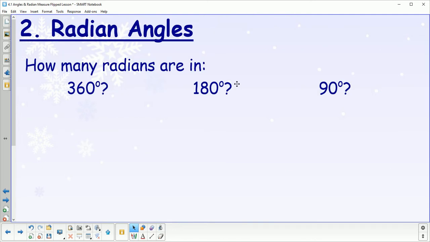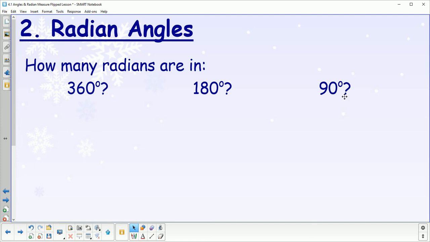Now, when we talk about how many radians are in these degrees, radians is essentially the same idea as degrees, it's just a different way to measure them. If you think in terms of distances, we talk about yards in this country. In Europe, they use meters. Essentially, it's the same idea. They're just using a different standard to measure them. Same idea with these ones.